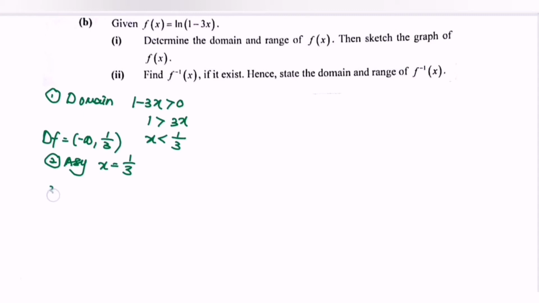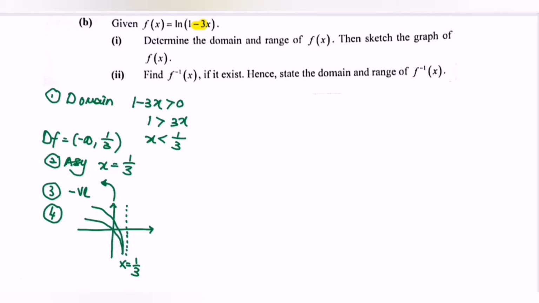Step number 3, the direction. Since we have a negative 3x coefficient, the direction is towards the left because it is negative. Number 4, identify the situation. There are 3 types of situation. Number 1, a positive y-intercept. Number 2, a zero intercept. Number 3, a negative y-intercept. So consider them as situation A, B, and C.